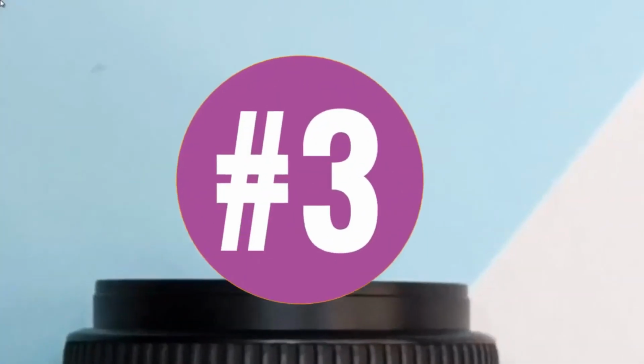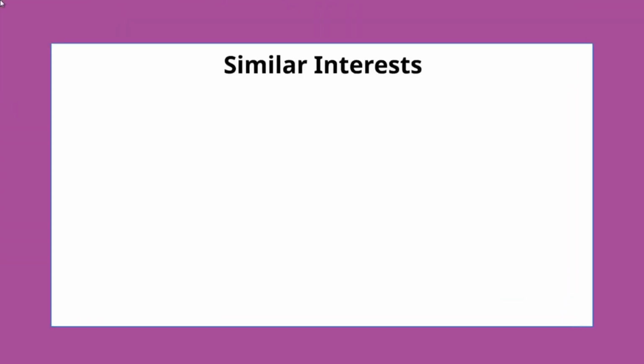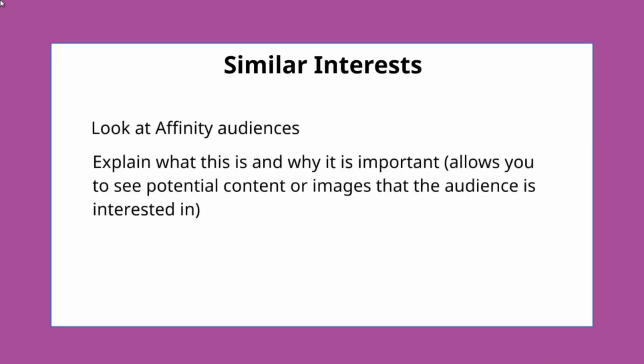Hello and welcome back. This is video number 3. We're going to talk about similar interests. In specific, we're going to take a look at what we call affinity audiences within the Facebook Audience Insights tool. And what this is, they are audiences that are related to the generic or general audience. So for example, if you think about maybe basketball, somebody who's interested in sports or basketball, they may be interested in other things like running, and that would be an affinity audience.